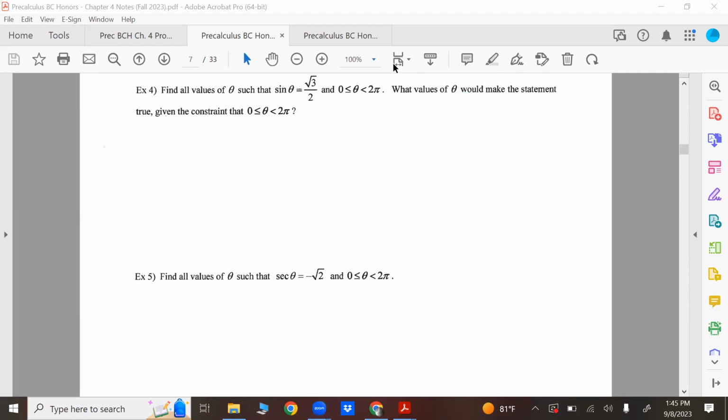Okay, so find all values of theta such that sine theta equals root 3 over 2, where theta is between 0 and 2 pi. What values of theta would make the statement true given the constraint? First of all, sine is positive, right? So what quadrants am I going to be in? 1 and 2.